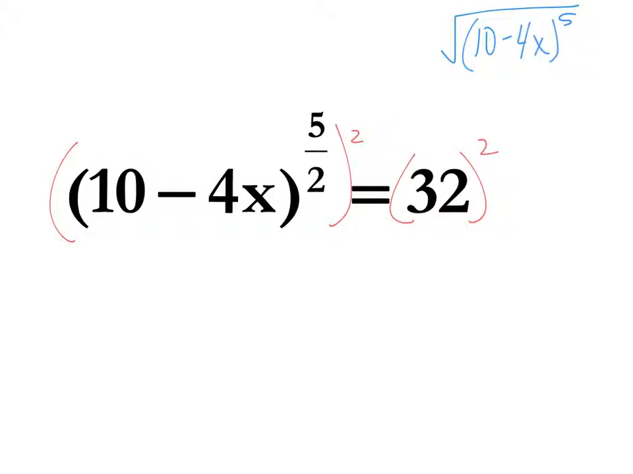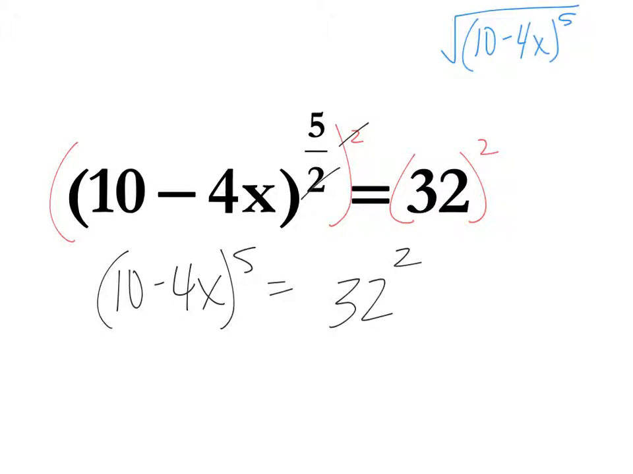And so in that case, what I'm going to be left over with is 10 minus 4x to the 5th. Remember, those 2's cancel there. That's why I did that. And it equals 32 squared. That's a huge number. I'm just going to leave it as 32 squared for a second. And so now what am I going to do? If this was a square, wouldn't you square root both sides? If it was a cube, you could cube root both sides. In this case, I'm going to 5th root both sides.